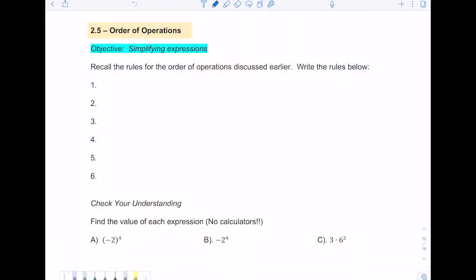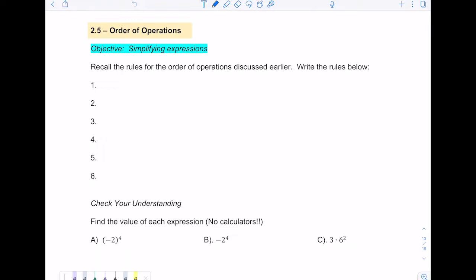Hi everyone. In today's section, we're going to be taking the skills that we've learned and we're going to use order of operations to simplify expressions. Take a few seconds to kind of recall the order of operations that we talked about, and you can write those rules below. So feel free to pause the video and try to remember what the order of operation rules were and write those down, and then unpause when you're ready.